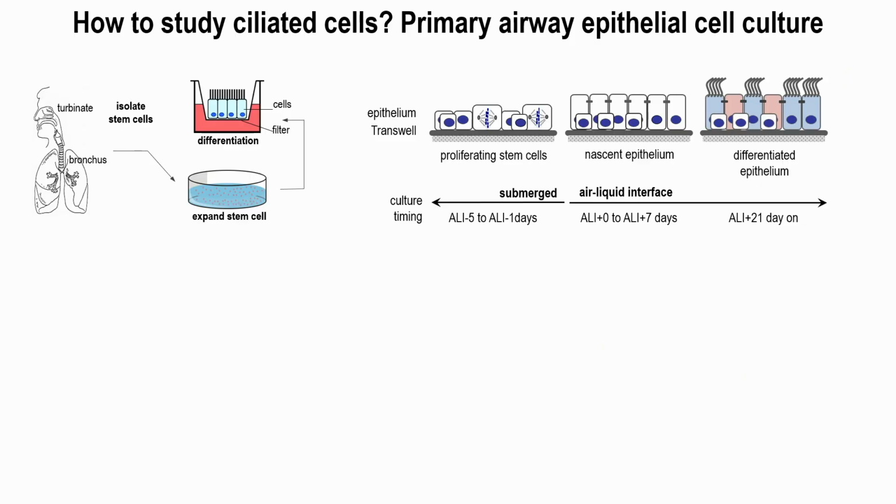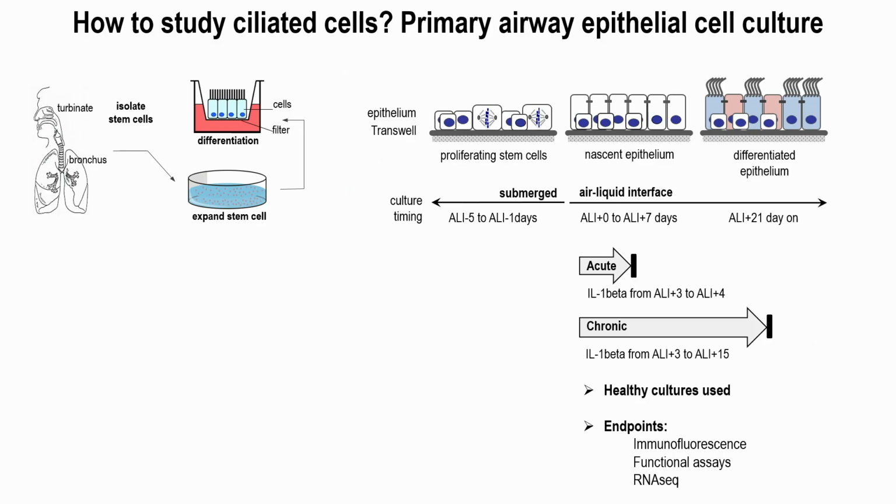And this is what this process looks like. So in early cultures, we do submerged cultures where we're really just telling the cells to proliferate and grow. And then we move to an air-liquid interface setup where we are telling the cells to differentiate into different cell types, so the ciliated cells and mucus secretory cells. And this starts at ALI 0 and can go on till ALI 21, where you'll have a mature differentiated epithelium, and you can continue this culture for a while.